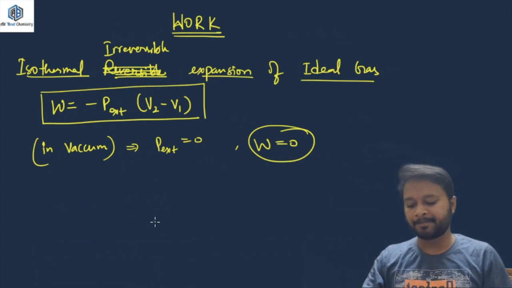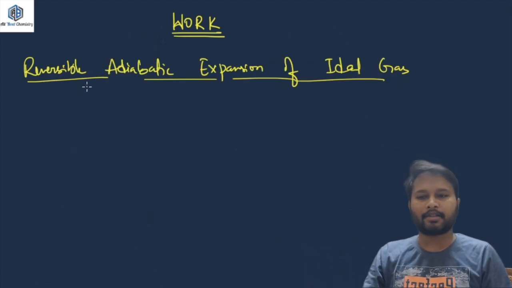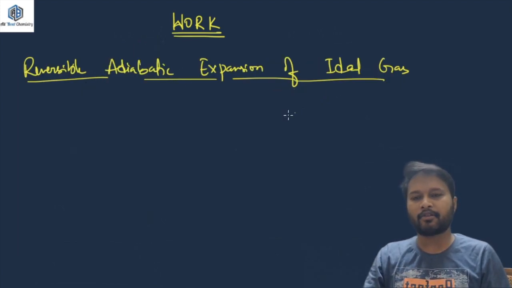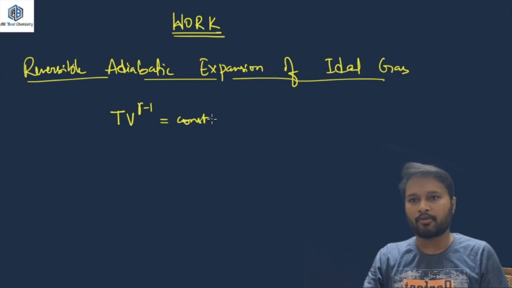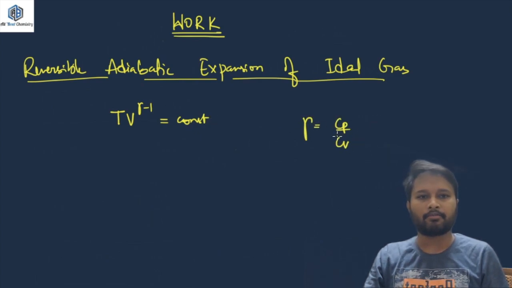Now let's talk about the reversible adiabatic expansion of the ideal gas. Under this reversible adiabatic expansion of gas, there are 2 or 3 very important equations. I'll not go into the derivation of it, you can find it in the books, but I'm just going to give you the formula. The first formula is T V to the power gamma minus 1 is equal to constant, where gamma, as you all know, is Cp by Cv. That's the ratio of the heat capacity at constant pressure divided by the heat capacity at constant volume.